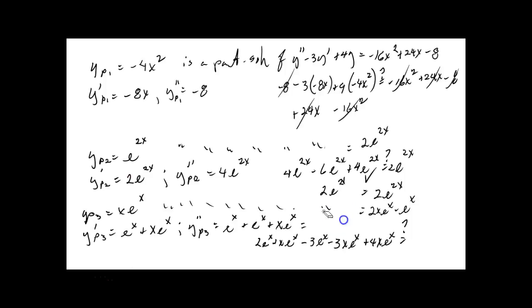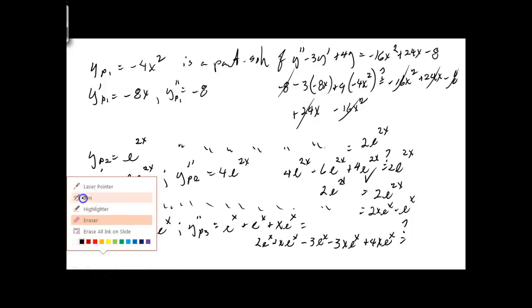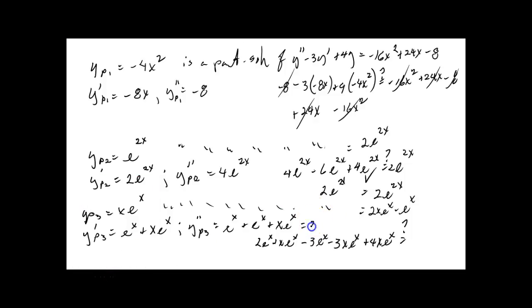Let's go back. This part is my y double prime. This is 2e to the x plus xe to the x. This is the part that should have come down here: 2xe to the x minus e to the x. All right, now we got it. Okay, sorry. I wrote this part here rather than that one. Okay, now we got it.